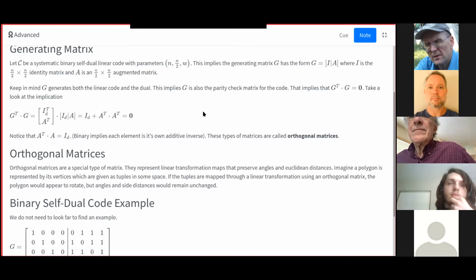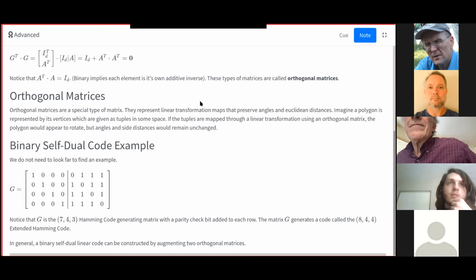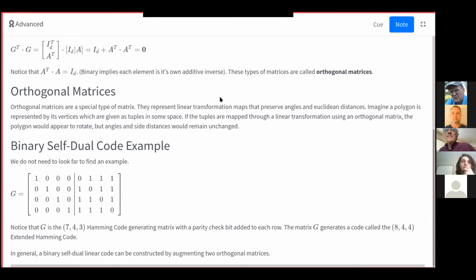These matrices are called orthogonal matrices. A matrix where you take its transpose as its inverse is called an orthogonal matrix. They're a very special type of matrix. And whenever you have a linear transformation through an orthogonal matrix, it respects Euclidean distances and angles. So if you had a polygon represented where the coordinates are like tuples, and you run those through the linear transformation, which is an orthogonal matrix, you would find out that the only thing the polygon does is just rotate, given that it preserves angles and Euclidean distances.